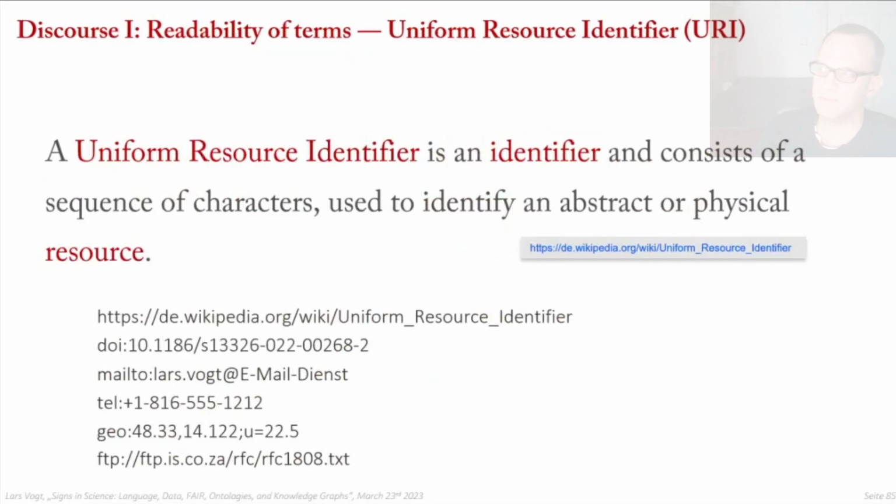A URI, a uniform resource identifier, is an identifier and consists of a sequence of characters used to identify an abstract or physical resource. And we see here various examples. So even a telephone number is a URI, according to that definition.